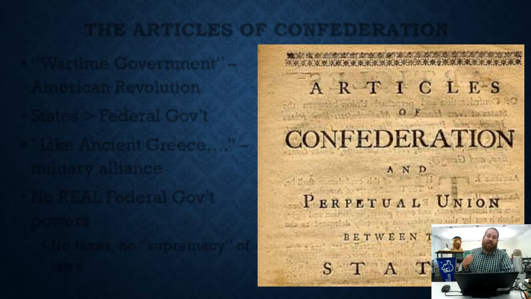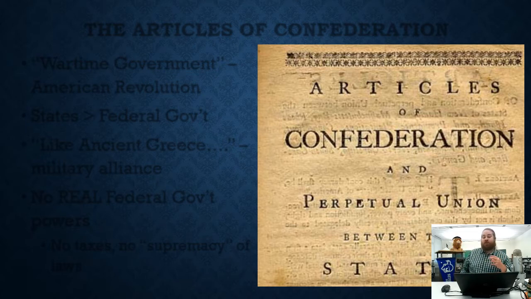It was the government that led the states through the Revolution, and under this government, states were more powerful than the central government they created. The idea of the United States was literally states uniting to fight against Great Britain. They viewed it like ancient Greece, where the Greek city-states would come together to fight the Persians.